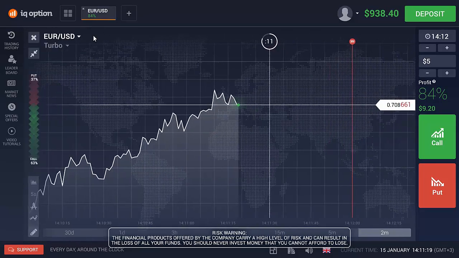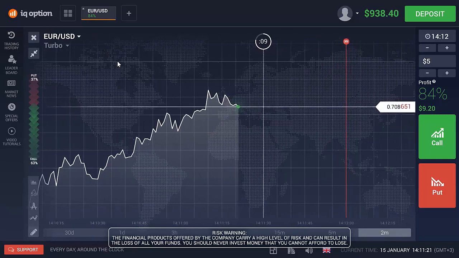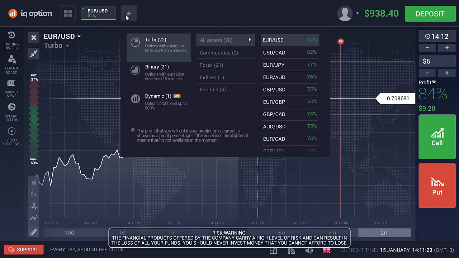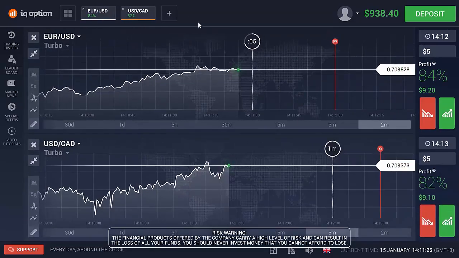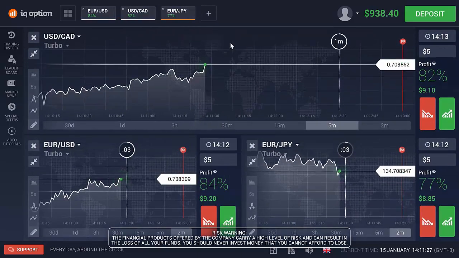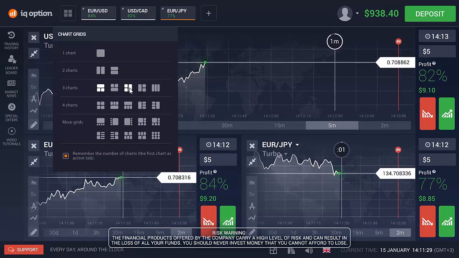Also, you can trade on multiple assets. To do this, on the Tab panel located at the top, you need to add the assets you're interested in trading and specify their locations in the grid layout.